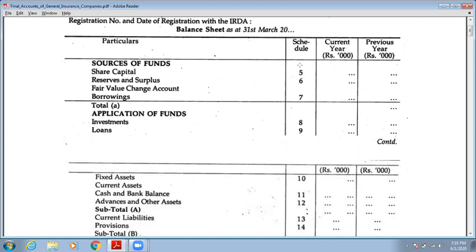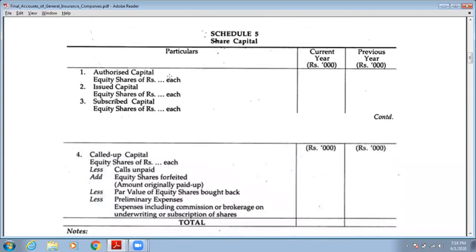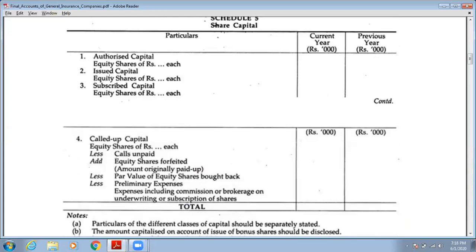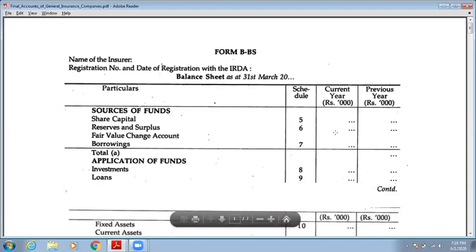For share capital, we will prepare schedule number 5. What is schedule number 5? Let's see which kind of terms or transactions will be included in schedule number 5. In schedule number 5, we will write authorized capital, then issued capital, then subscribed capital, then called up capital, equity shares of each, less calls unpaid, and equity shares forfeited, less par value of equity shares bought back, and less preliminary expenses. Like this, we will write all these terms, and the total of schedule number 5 will be written on the balance sheet under the heading share capital.